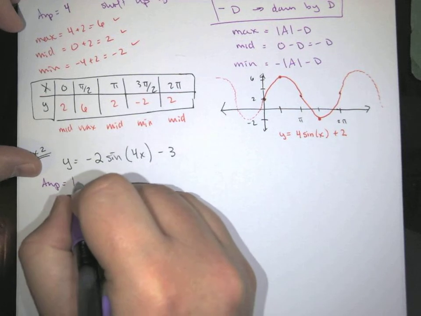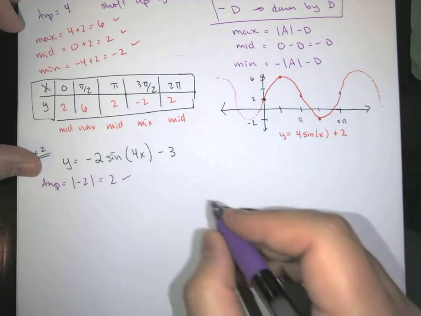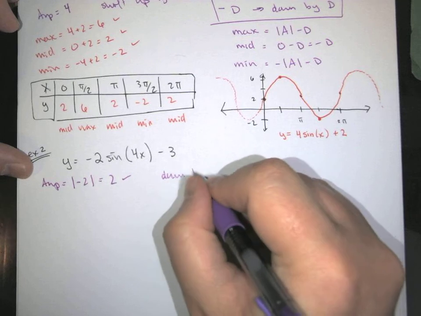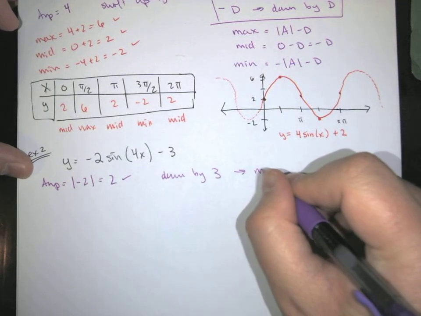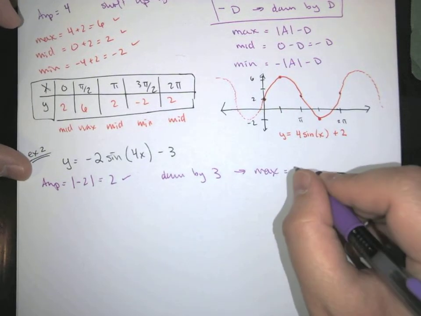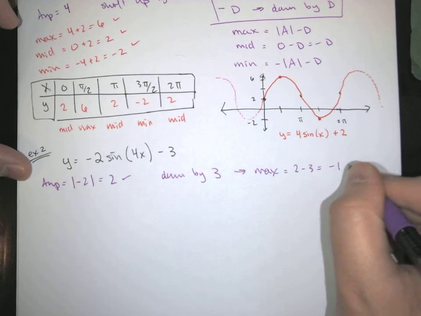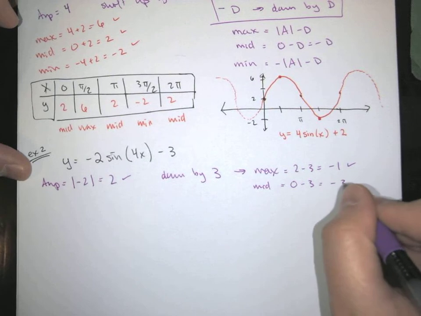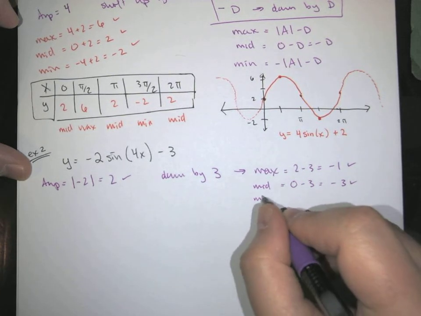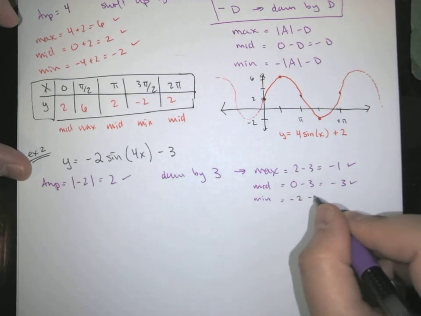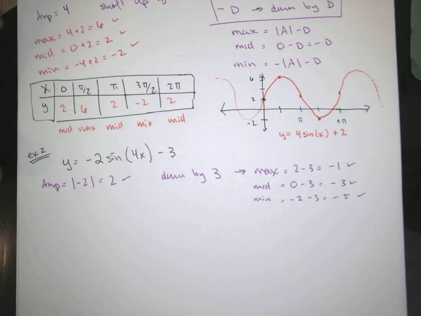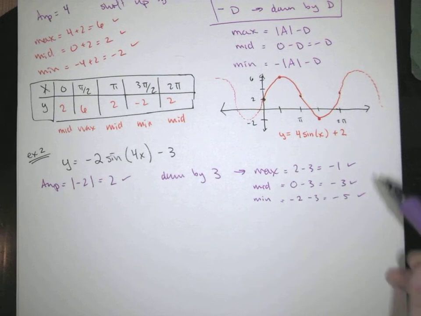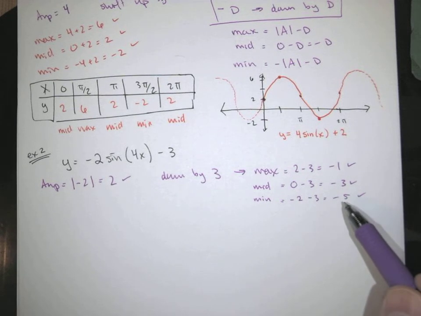So amplitude, right? Absolute of -2 would be 2. Down by 3. So my max, right, is going to be 2 minus 3, which is -1. My middle value, 0 minus 3, is -3. And my minimum is going to be -2 minus 3, which is -5. So this whole curve is going to live underneath the x-axis. All three of these are negative values, so this is going to oscillate between -1 and -5.